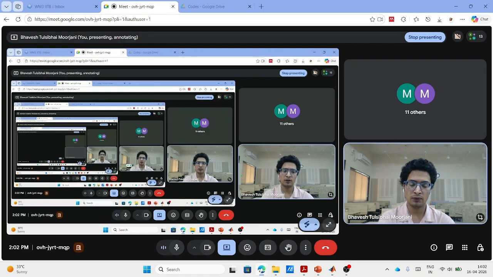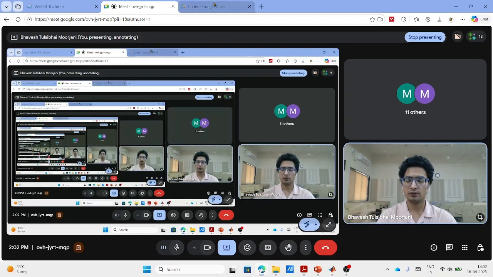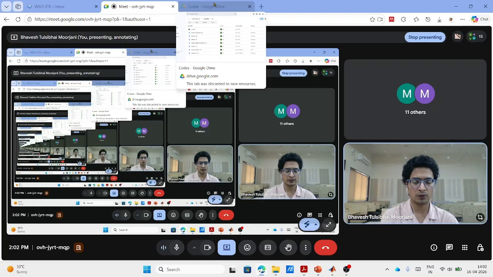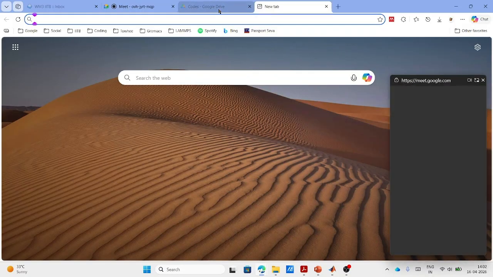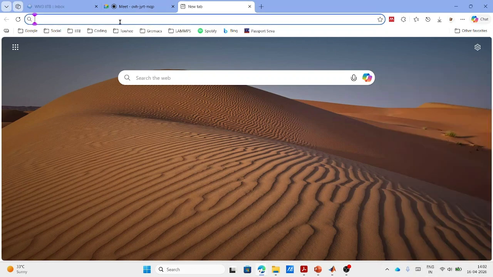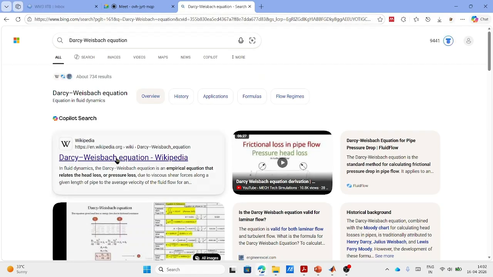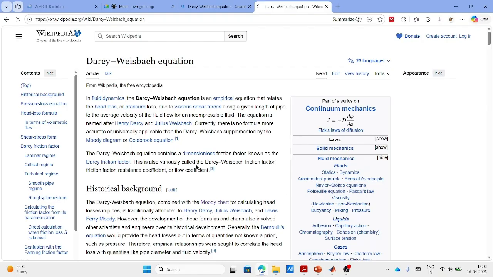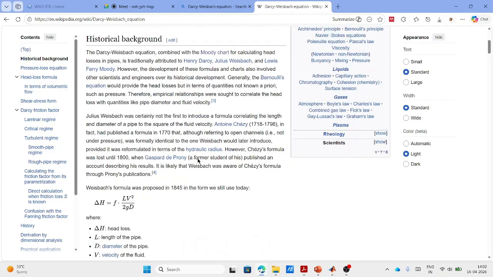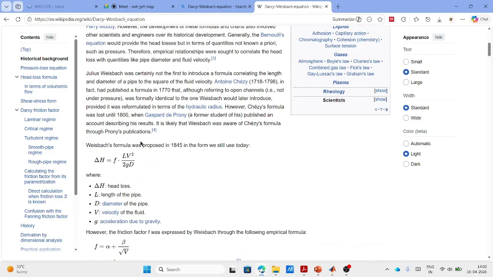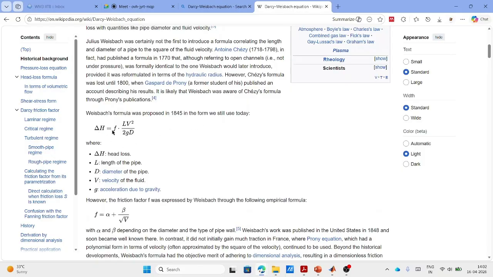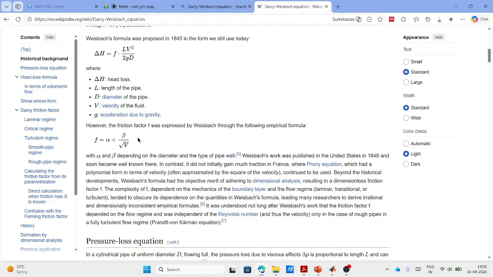If you recall your fluid flow phenomena, when fluid is flowing through a pipe, you are bound to get some sort of head loss due to the friction present inside the pipe, between the fluid and the pipe wall. This Darcy-Weisbach equation correlates the pressure loss or the head loss inside the pipe with the velocity and the friction factor. It gives you head loss as a function of the friction factor, the velocity, and the dimensions of your pipe.